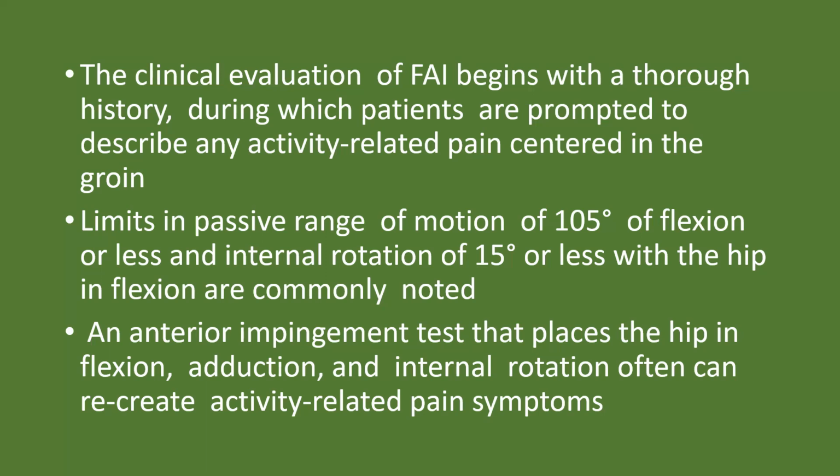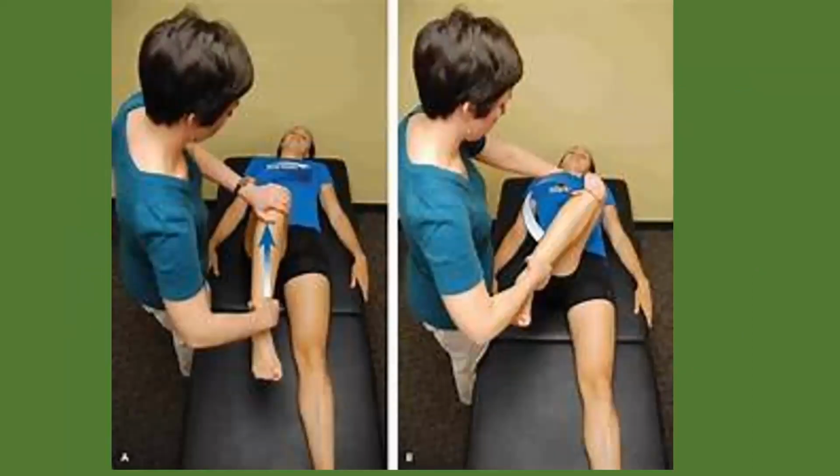Activity-related pain symptoms. And here we have a typical description of the test we use to rule out. It's one of the tests, but you need a full evaluation of the patient. The hip is flexed to 90 degrees. The knee is flexed to a bit more than 90 degrees, and then abducted and internally rotated. This will promote impingement of the neck on the outer rim of the acetabulum, and the patient would say, ouch, that's my pain.